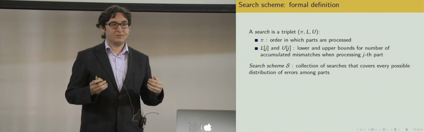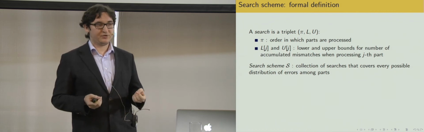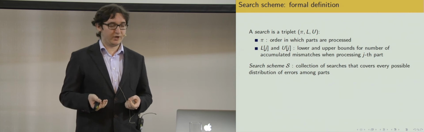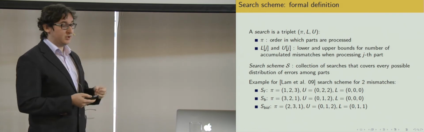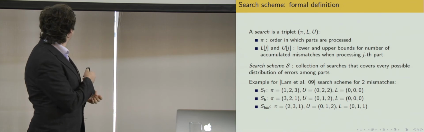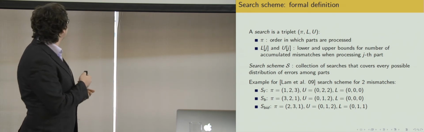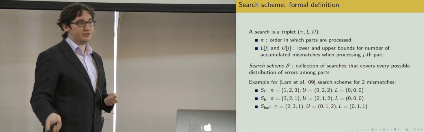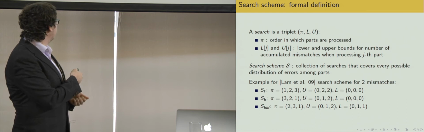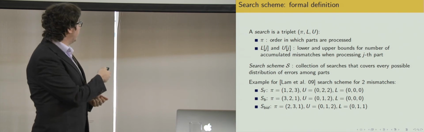One such search cannot cover all possible distributions of errors between parts, so the search scheme is a collection of searches that cover every possible distribution of errors between parts. For example, the scheme that was suggested by Lam: the forward search performs search in order 1 to 3, upper bound is 0 to 2, and lower bounds is 0, 0, 0. And the third search, bidirectional search, the order is 2, 3, 1, and upper bounds and lower bounds are here.